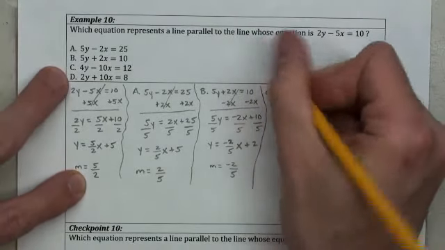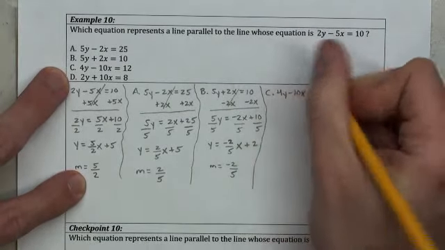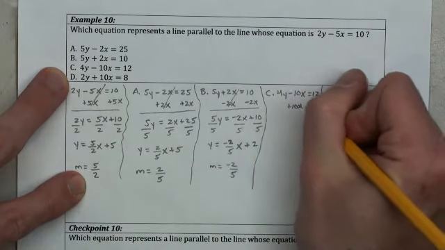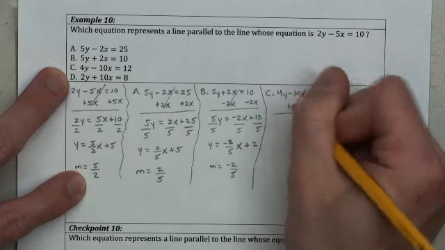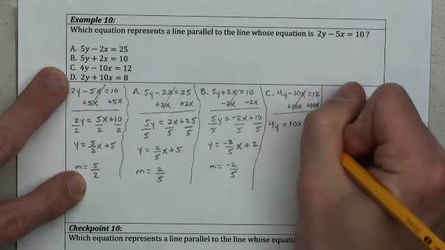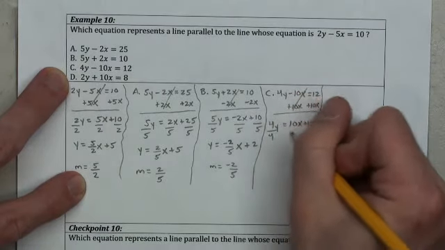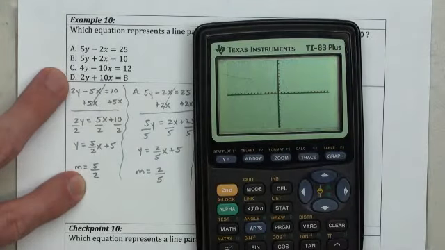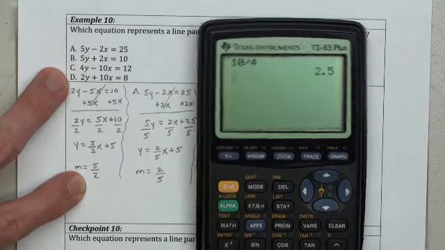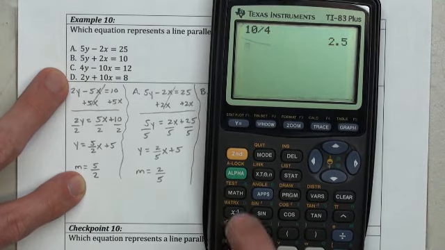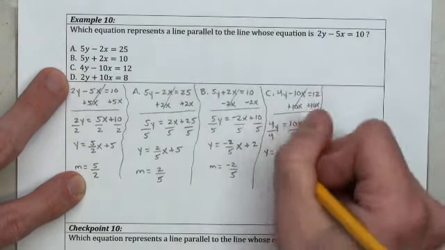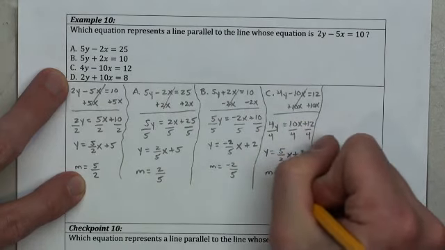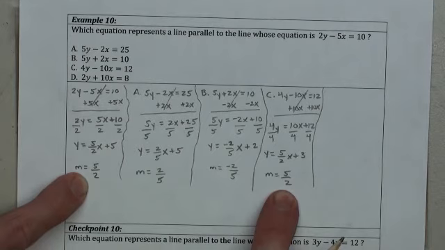So let's keep going. 4y minus 10x equals 12. So I add 10x, I get 4y equals 10x plus 12. Divide everything by 4. I get y equals 10/4. What is that? Let's find out. 10 divided by 4, enter, it's 2.5. I want that as a fraction though, right? Math, enter, enter, 5/2. Plus 12 divided by 4 is 3. Look at my slope, 5/2. That's my answer, right? They're the same, that means they're parallel.